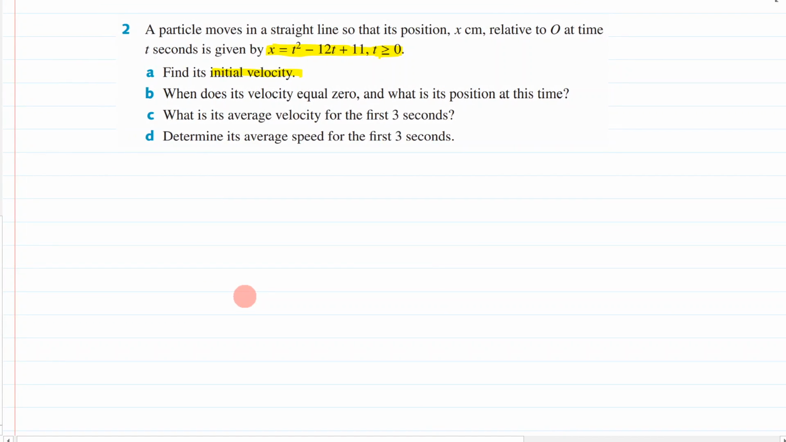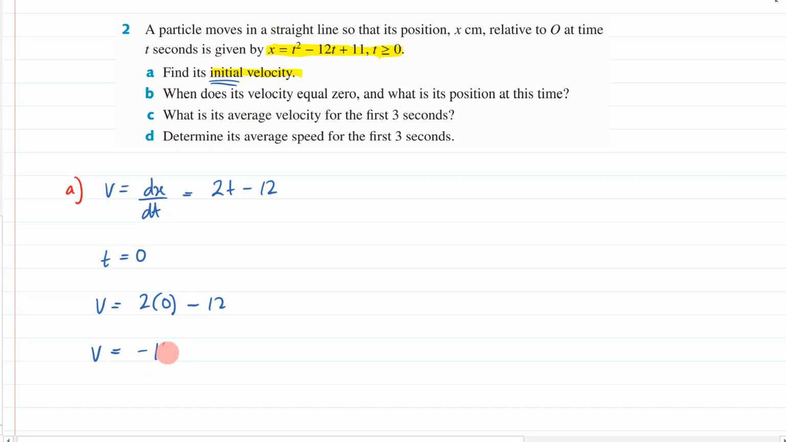If we're finding the initial velocity, let me quickly grab the right pen here. So this is A. What I'm going to do is differentiate this position equation. So my velocity is equal to dx/dt. I'm differentiating x with respect to t. That's going to be 2t minus 12. Now it wants its initial velocity. Well, that means when t is equal to 0, so when no time has elapsed. So v is equal to 0 minus 12. V is going to be equal to negative 12 here.